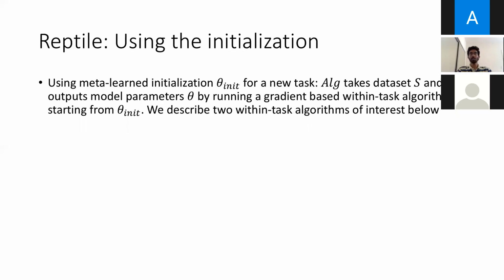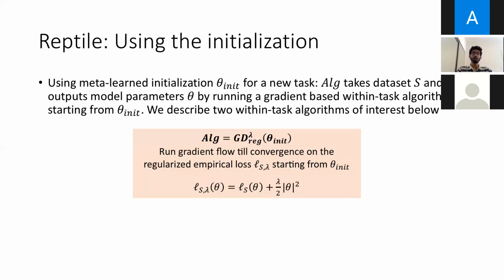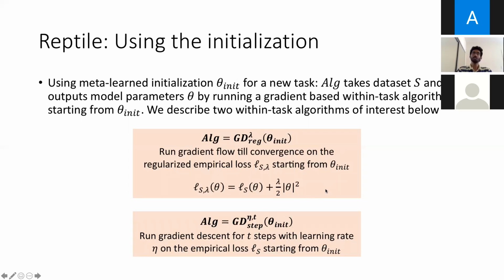Okay, and now again, as I described earlier, the way we're going to use this initialization is to run some gradient-based algorithm starting from this initialization on the empirical loss or some variant of it. We'll be mainly interested in two algorithms, and I'll describe them now. So the first one is what I call regularized gradient descent. For simplicity, I'm going to say this algorithm will run gradient flow till convergence on the regularized empirical loss starting from this initialization theta init that was meta learned. And this is the empirical loss with the regularization term. And the second one is just running gradient descent for t steps with some learning rate eta on the empirical loss. And again, you start from theta init. So these are the two algorithms for which we would be showing guarantees, upper bounds and lower bounds, etc.